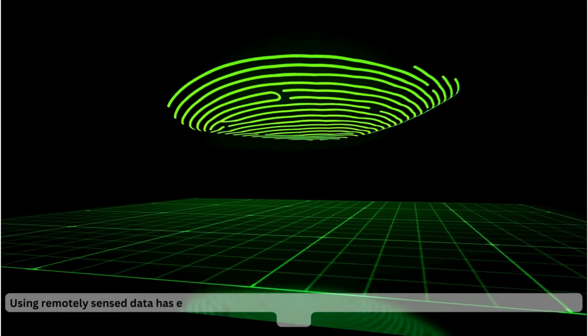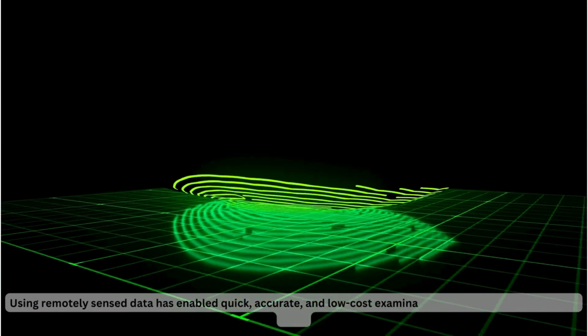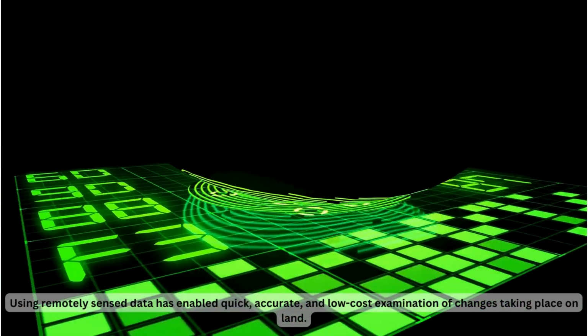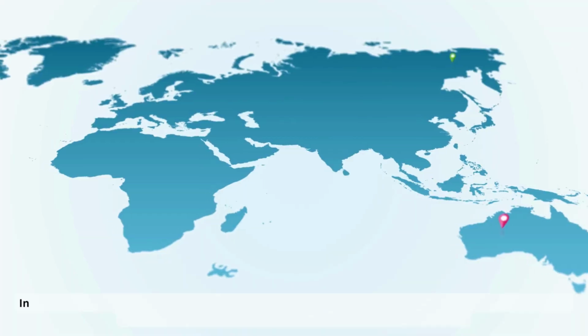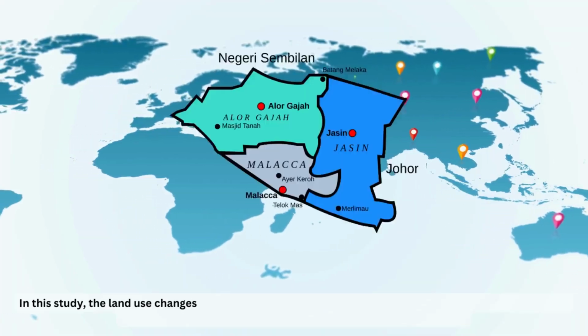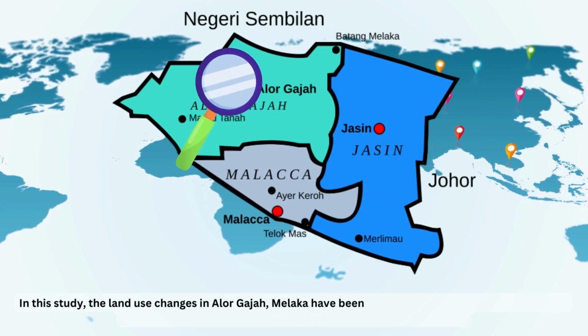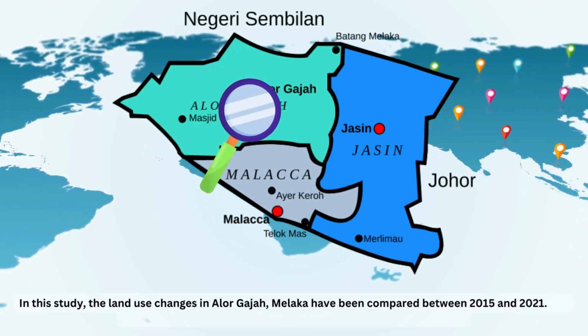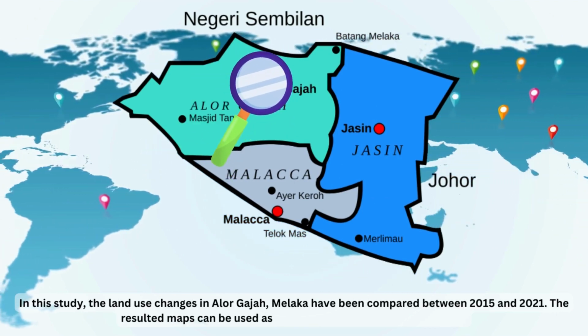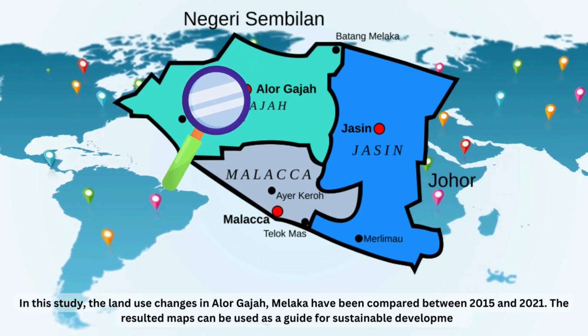Using remotely sensed data has enabled quick, accurate, and low-cost examination of changes taking place on land. In this study, the land use changes in Alor Gajah, Malacca have been compared between 2015 and 2021. The resulting maps can be used as a guide for sustainable development.